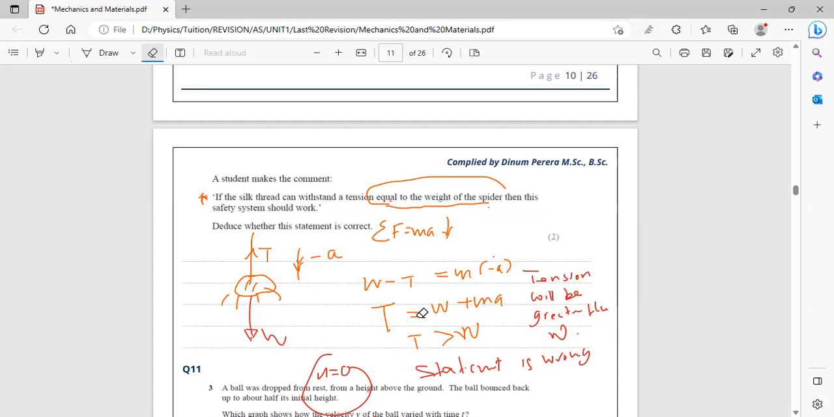So then the statement is wrong, right? If the tension is equal to W, there will be no acceleration, but no deceleration either. So it won't come to a stop. So to decelerate, tension has to be greater than the weight.